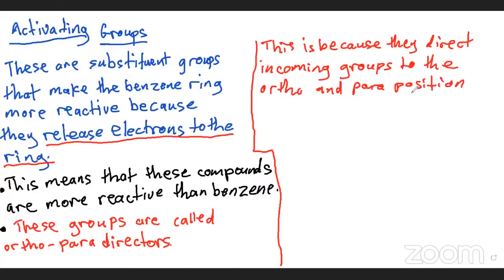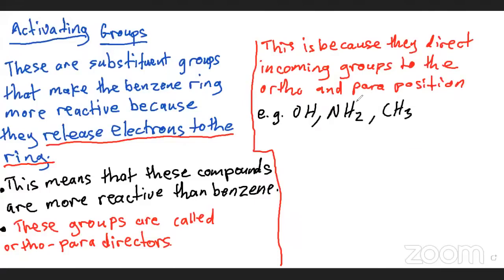All right, so the common examples of the ortho and para directors are the OH group and the NH2 groups. So once you see them on the compound, they will be more reactive than benzene and direct incoming groups to the ortho and para position. So OH, NH2, and the methyl group.